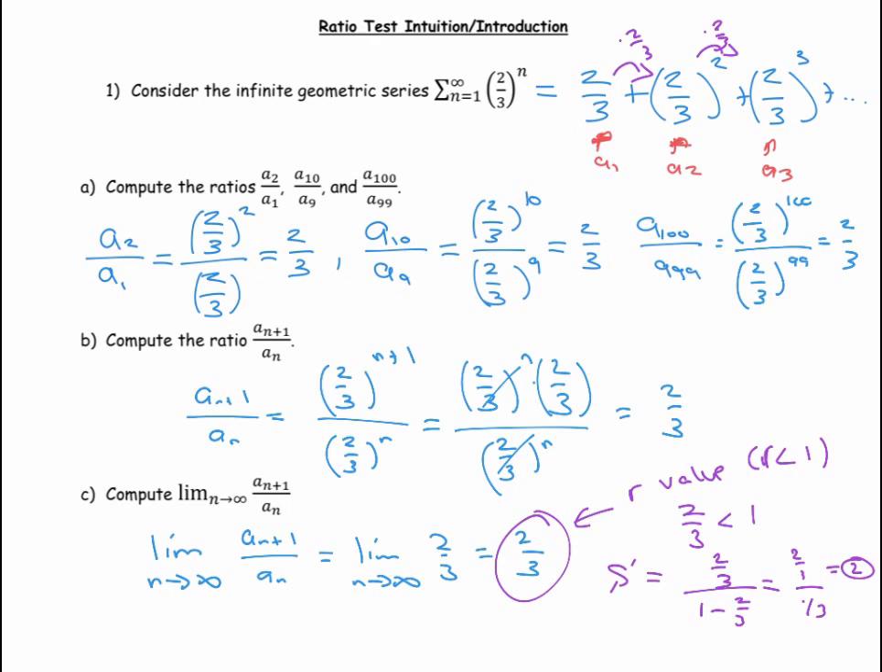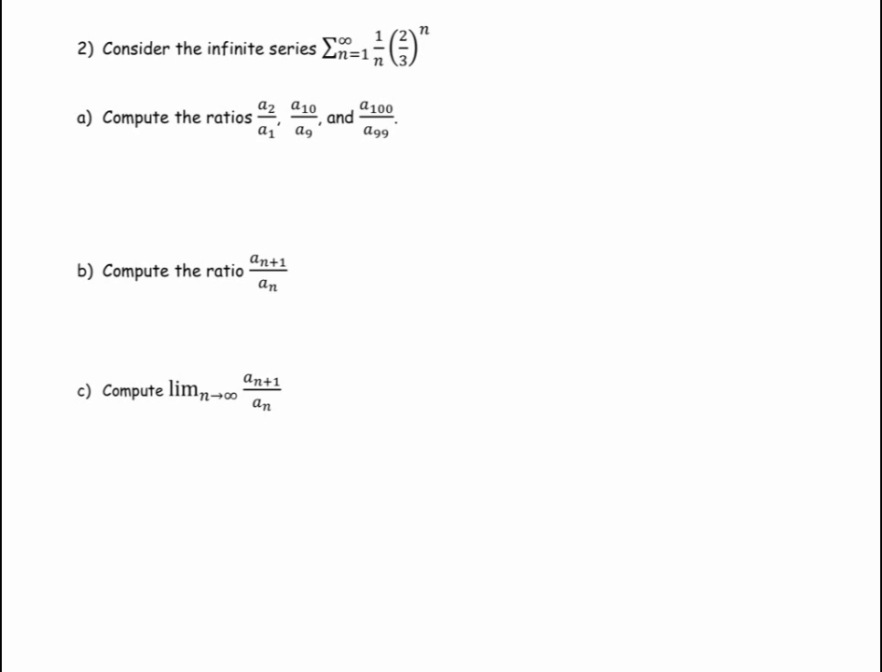Okay, so I'm going to apply this exact same reasoning to a series that is not exactly geometric, but has a little kink in it. For this series, notice it almost resembles the geometric, but that 1 over n is making it not quite geometric. If you write out the first few terms, you'd get 1 over 1 times 2/3 to the 1, plus 1 over 2 times 2/3 to the second, etc.